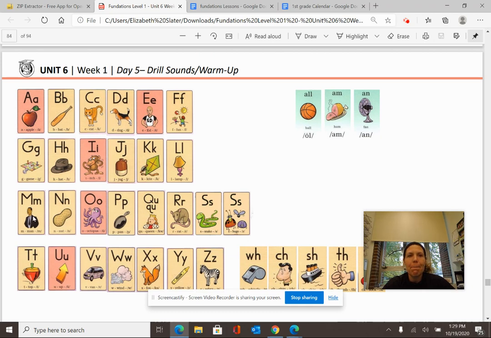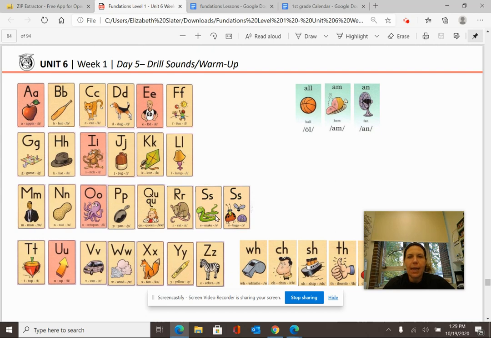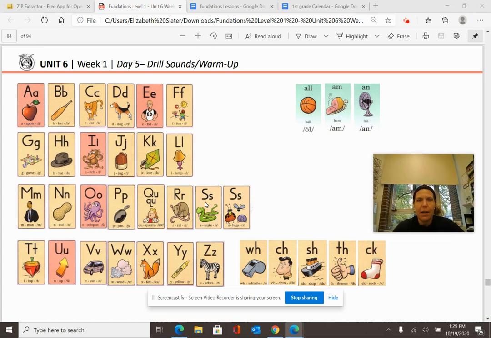M, man, M. N, nut, N. O, octopus, ah. P, pan, P. Q, queen, qu. R, rat, R. S, snake, S, bugs. Good job. Those are our suffix S words, at the end of the word, or the beginning of the word, or sometimes at the end of the word.